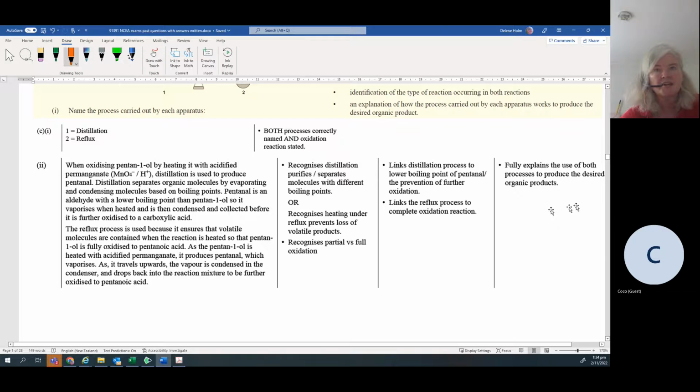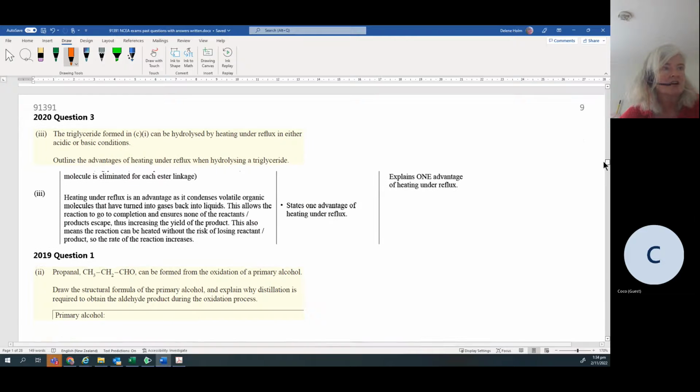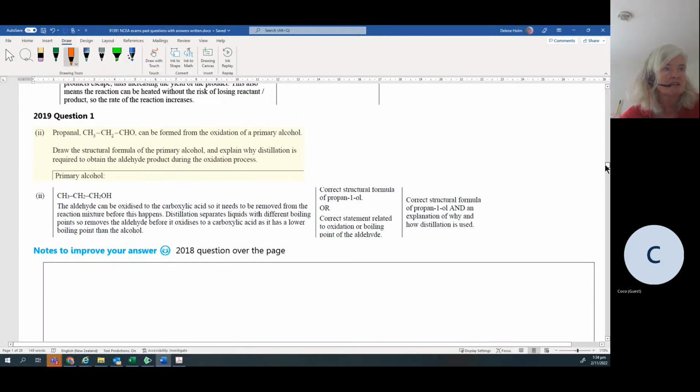Okay, so this is, again, the more detail, the more obvious detail you give, the more likely you're going to get excellence. So here are different ways. This is a triglyceride. When do we use reflux? This was part of actually a polymer question, but I've dumped that in here.